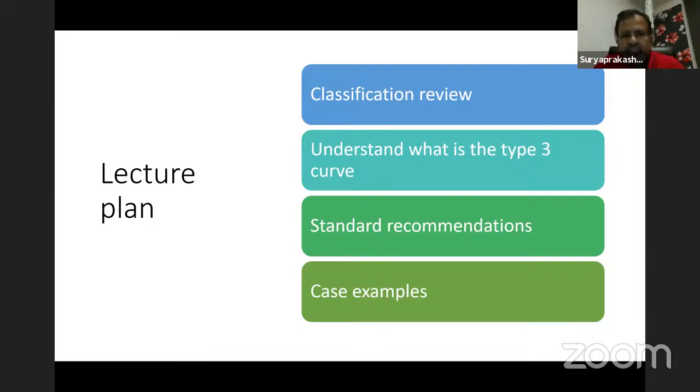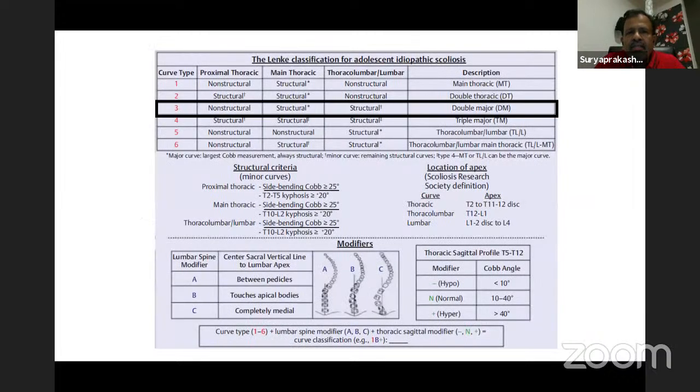In this short lecture, I will try to make it very simple. Just review the classification, understand what this type of curve is, look at the standard recommendations, and look at some case examples. Here, this is a double major curve. In a double major curve, the proximal thoracic is a non-structural entity, and then you have to look at two structural curves. Generally the problems here are fairly easy, in the sense that in any idiopathic scoliosis, when you have a structural curve, it is important that you fuse it.